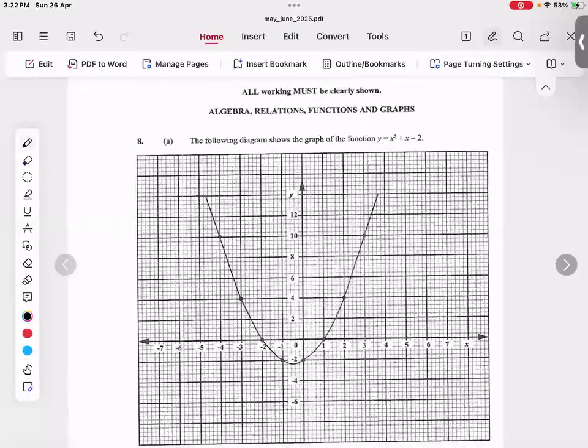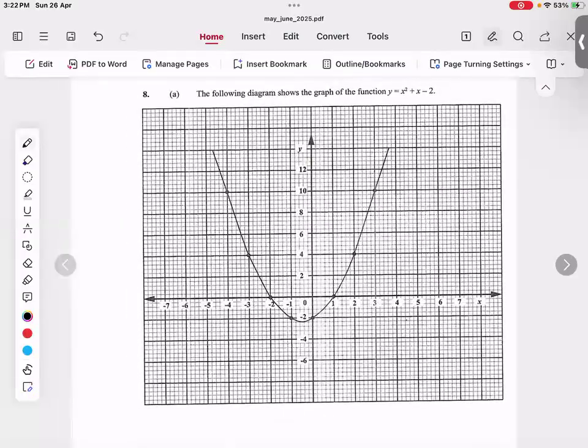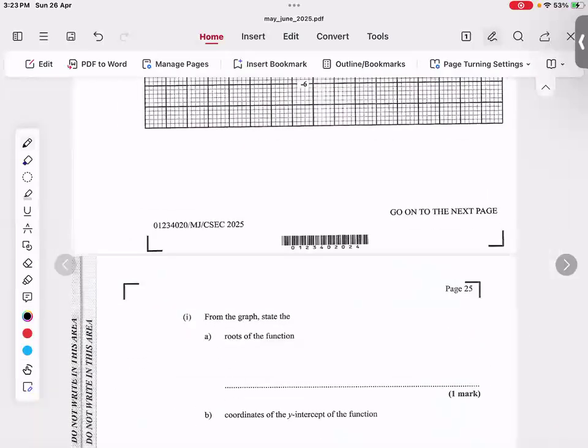All right. So the following diagram shows the graph of the function y equals x squared plus x minus 2. You guys are familiar with this, what we call the parabolic curve. This is what we call sketching a quadratic graph. And you can see this here. Lovely. Now, it says here, from the graph, that means every answer you give me, you should give it to me based on the graph. Use no alternative calculation, if you know any, by the way. So from the graph, you are to state the roots of the function.